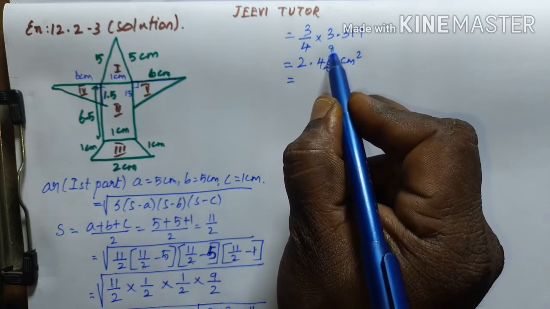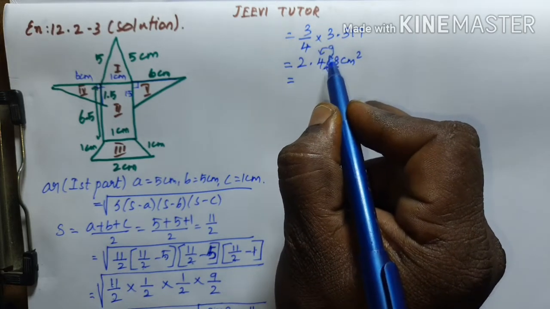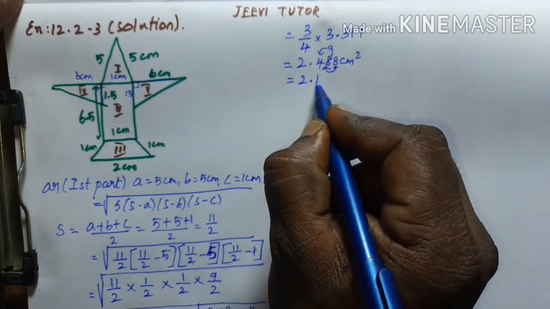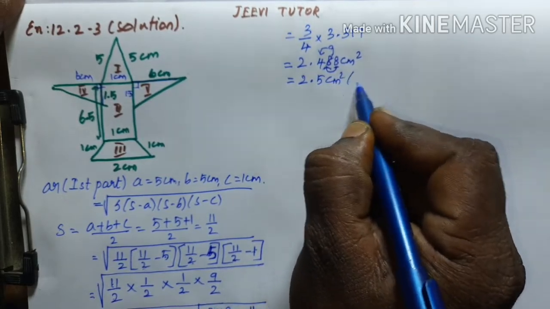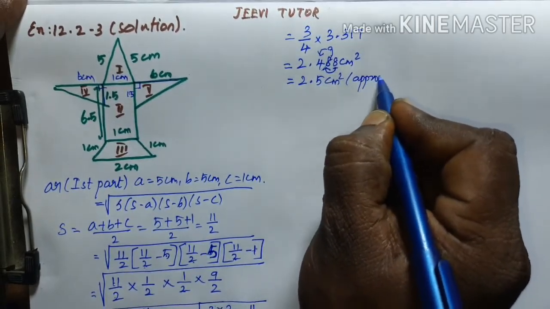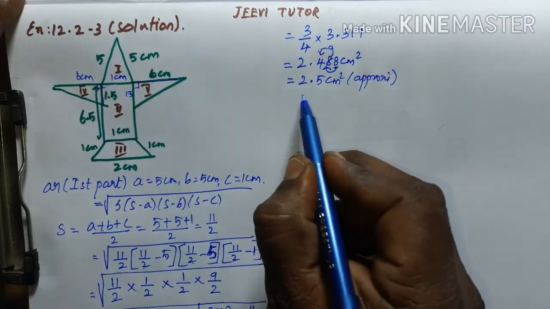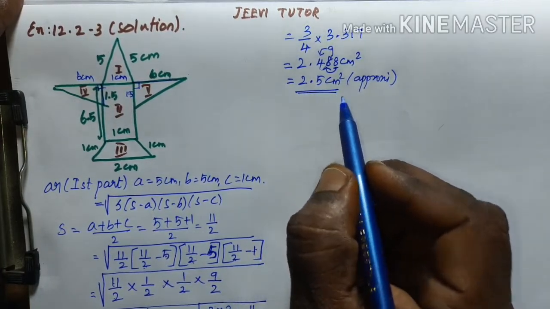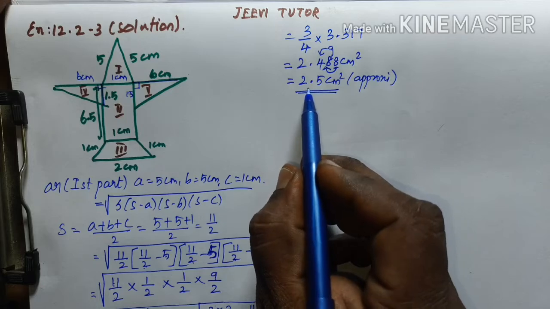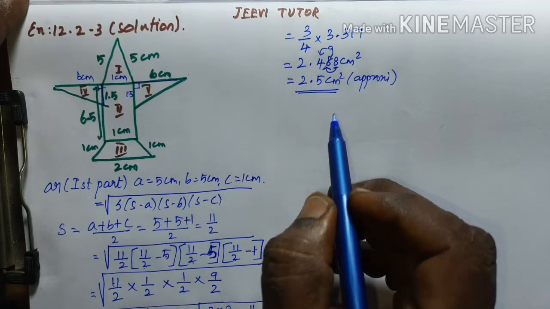Again it is more than 5, so you have to add one more to the digit before. So the answer is 2.5 centimeter square, and it is the approximate value. It is called the approximate value, and this is the solution for the first part. So the first part solution area is 2.5 centimeter square.